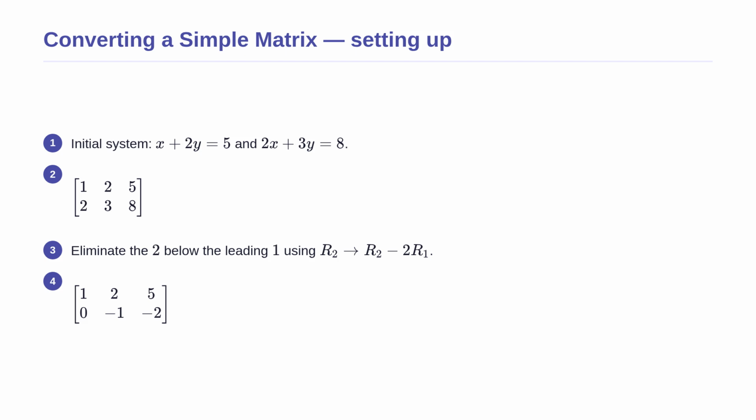However, we need to eliminate the 2 sitting directly below it to start forming our columns of zeros. To do this, we replace the second row with a new row, calculated by taking the second row and subtracting twice the first row. This arithmetic forces a 0 into that bottom left position, giving us a new second row of 0, -1, and -2.